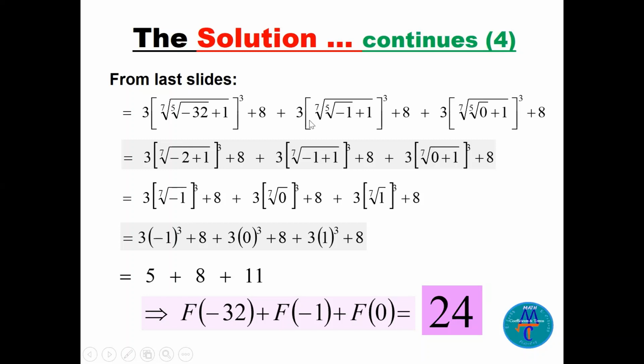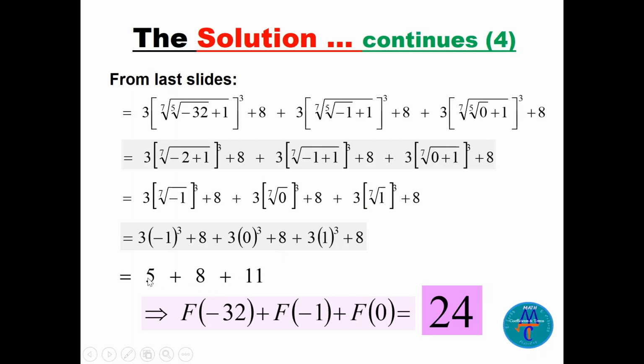Now the second number. The fifth root of minus 1 is minus 1. Plus 1, that's 0. The seventh root of 0 is 0. Cubed will be 0. So that will be 8. The second number is 8. Now the last number: the fifth root of 0 is 0, plus 1, that's 1. The seventh root of 1 is 1. Cubed, 1. 3 plus 8 is 11.